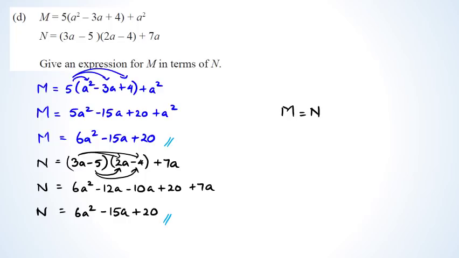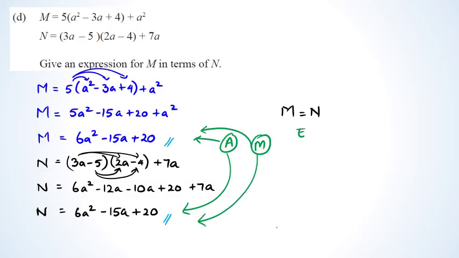And that's basically it. So for achieved, you need one of these expansions correct. For merit, you need both of these expansions correct. For excellence, you need this little statement. Yeah, that's how messed up this paper was last year. But anyway, it's good for some. Moving on, guys.